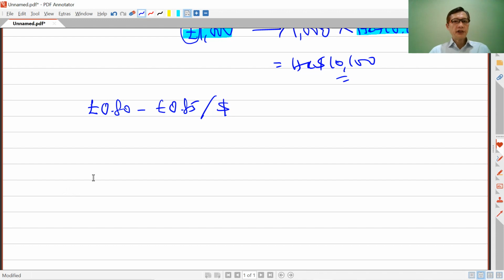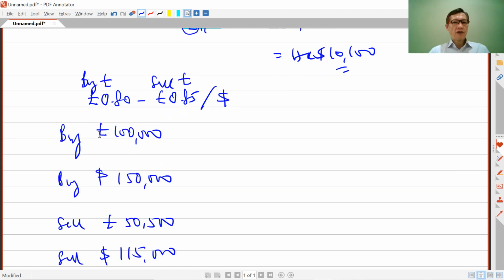Let's say that you're given this rate at the bank: 0.8 pound, 0.85 pound to the US dollar. So this is the lower rate here. From our perspective, this is for us to buy the reference currency, which is the pound here. This is for us to sell the reference currency, or sell the pound. So I have four cases here: buy pounds, buy dollars, sell pounds, sell dollars. We are now going to apply what we have learned in rule 1, rule 2, and rule 3. So we know that the reference currency is the pound here.